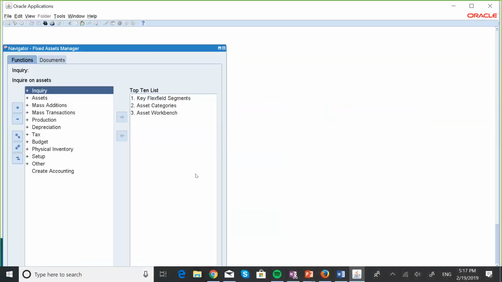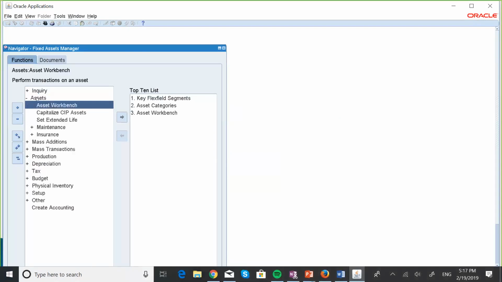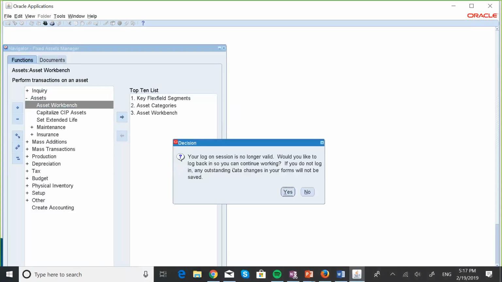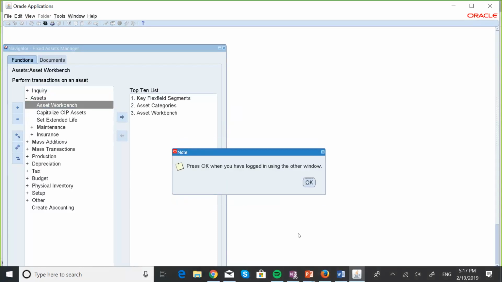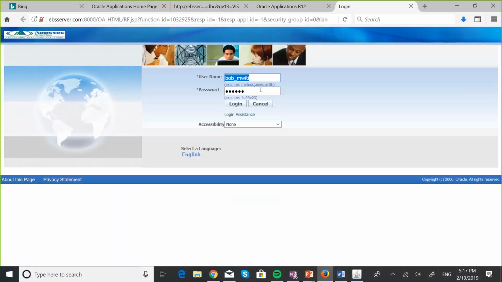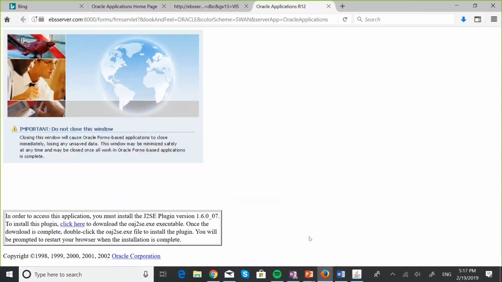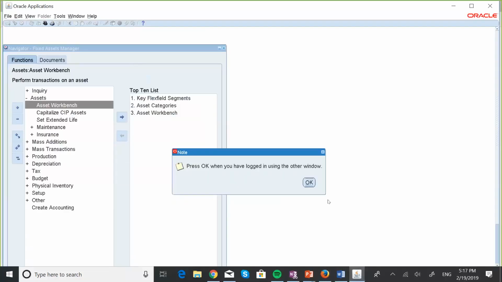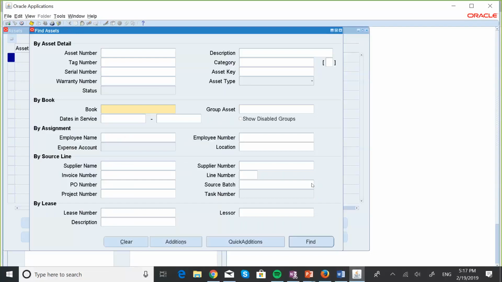So in order to do a retirement, I will go to, okay. Let me log in. So I am at the asset workbench.